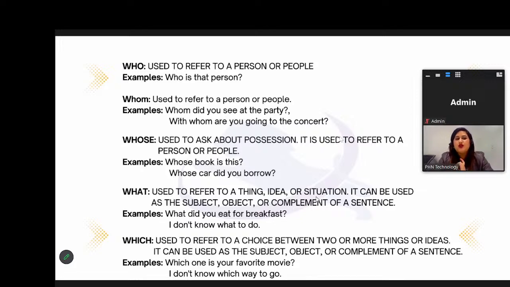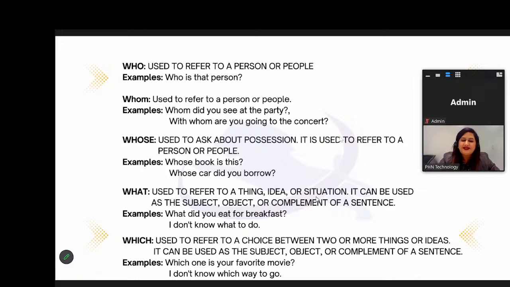Who is used to refer to a person or people. Like we say, who is that person? If we don't know that person, definitely we say, who is that person? Who is going to talk today? Who is going to sing today? Who is going to take the lecture today? We don't know that person, so we specially mention who.